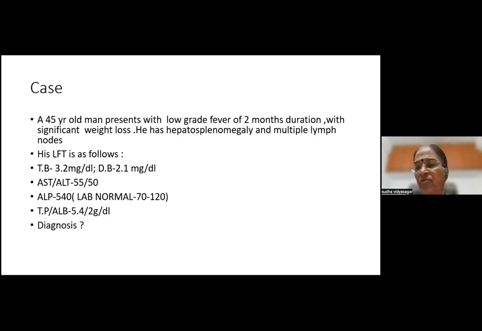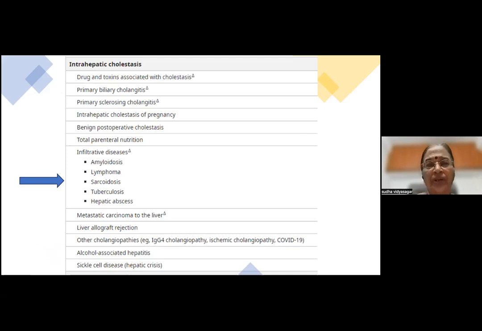Somebody's calling it lymphoma, somebody's calling it TB. Okay, right. So what is this now? This is an infiltrative liver disease. That's what we are looking at. Okay, fine. So let's look at the causes, what I told you.